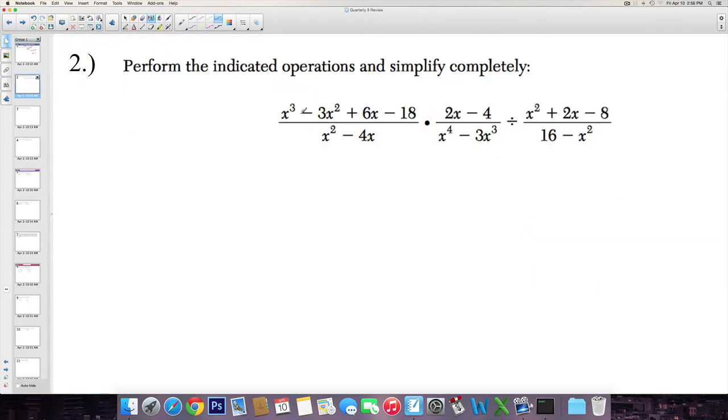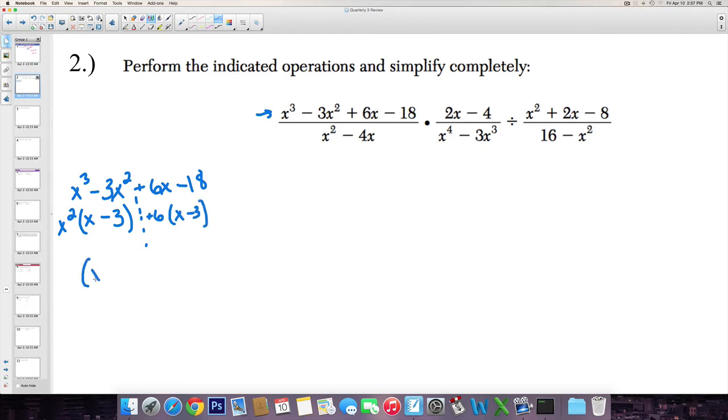For this next question, we are going to have to factor everything. So let's deal with this first numerator. This is going to be a factor by grouping. So this is where we split it down the middle. So for the first one here, x to the third minus 3x squared, we have an x squared. Over here, 6x minus 18, we could factor out a 6, positive 6. So that's going to be x minus 3.